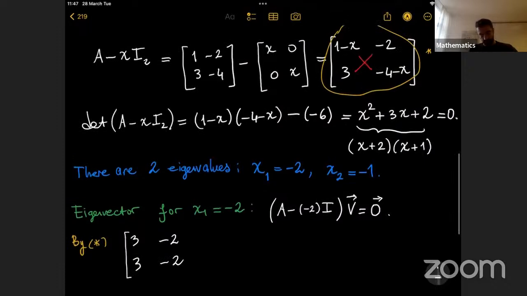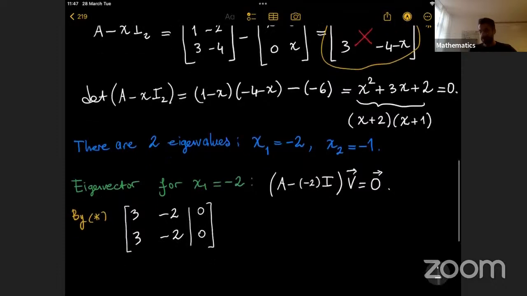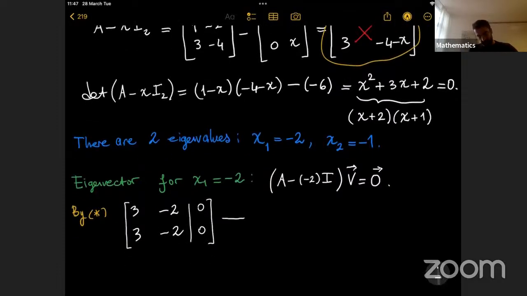And you will solve the system. So on the right hand side, you have the 0 vector. Well, you can reduce this in REF, so it becomes R2 minus R1, and you can also do R1 over 3, and what we get is 1, minus 2 over 3, 0. R2 minus R1 is 0, 0, 0.